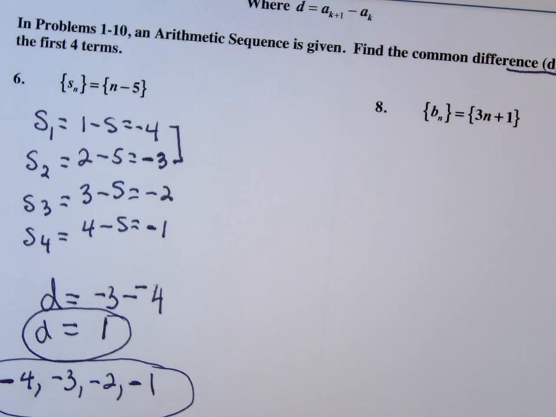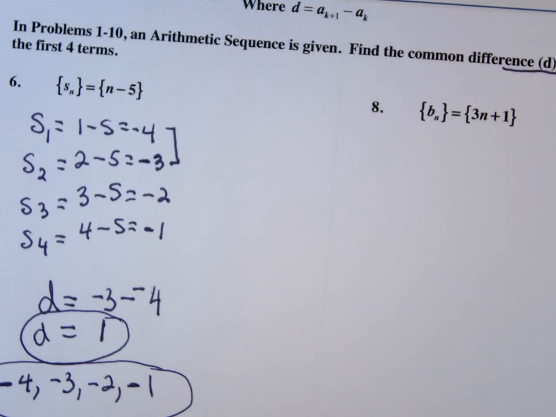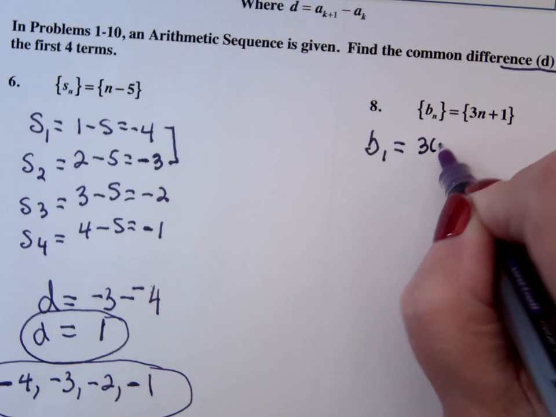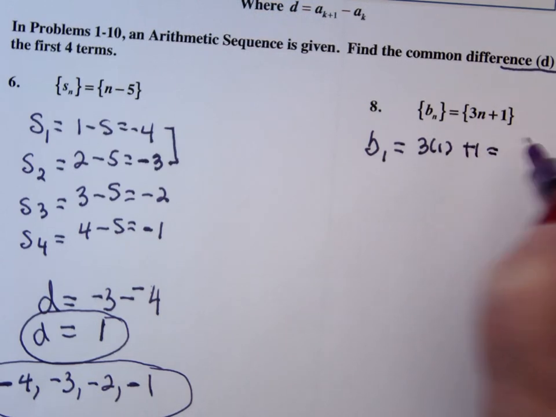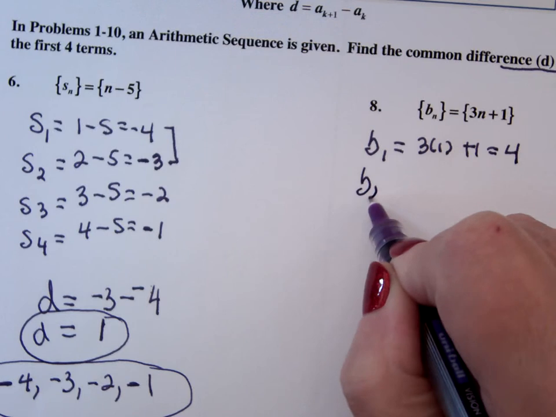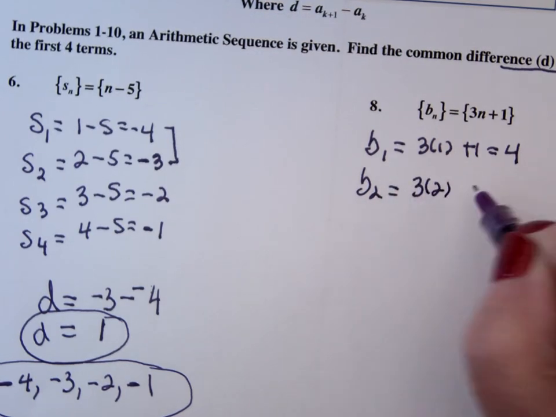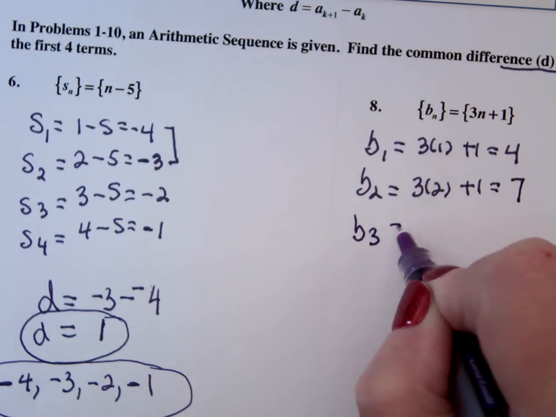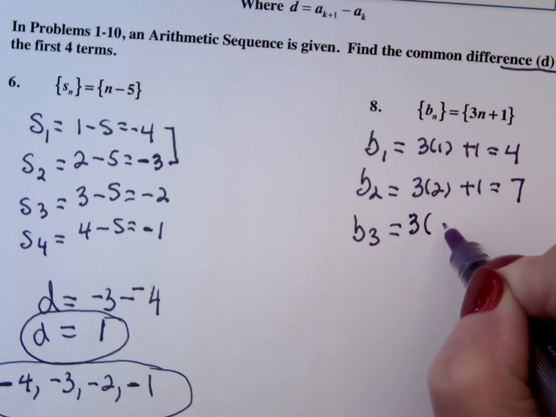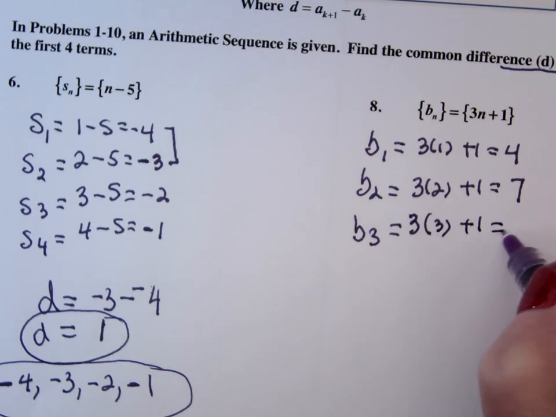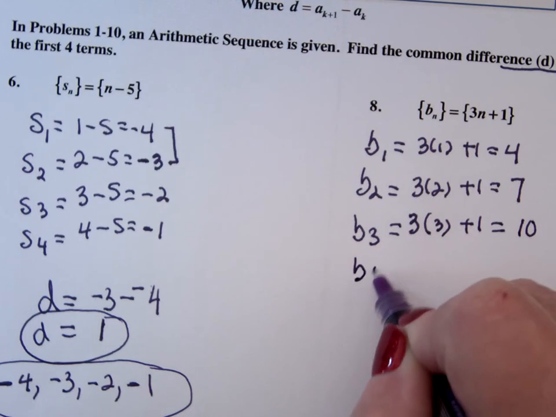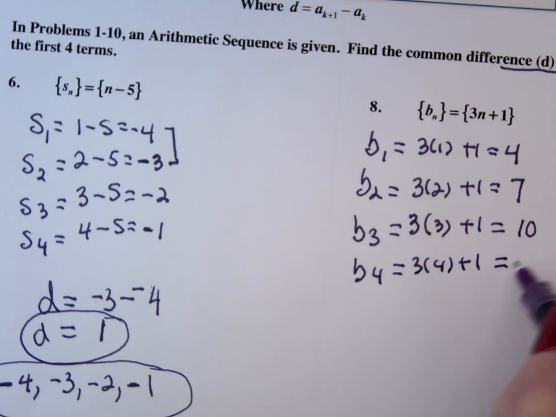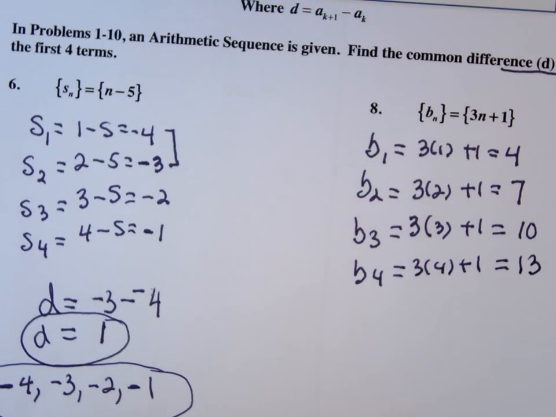Now, B sub n is 3n plus 1. So that B sub 1 is 3 times 1 plus 1, which is 4. B sub 2 is 3 times 2 plus 1. 6 plus 1 is 7. B sub 3 is 3 times 3 plus 1, which is 10. B sub 4 is 3 times 4 plus 1. 12 plus 1 is 13. What's D? 3.